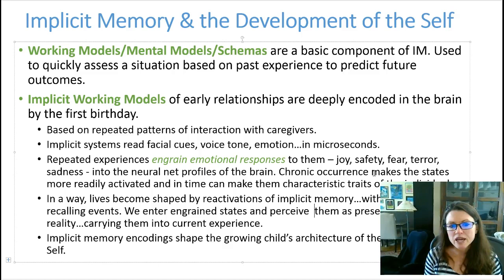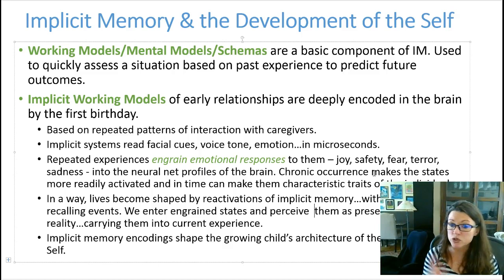So let's look at this. Implicit working models of early relationships are deeply encoded in the brain by the first birthday. That's pretty much all a baby has, are these first relationships, these early relationships. And that's their whole world. And so they become deeply encoded in the brain. And they're based on repeated patterns of interactions with caregivers.